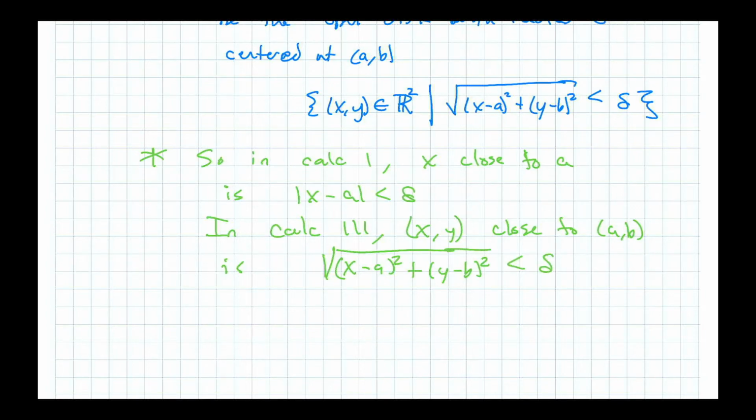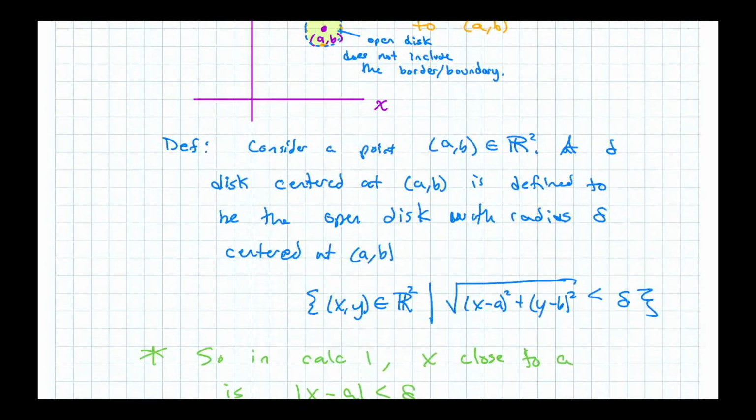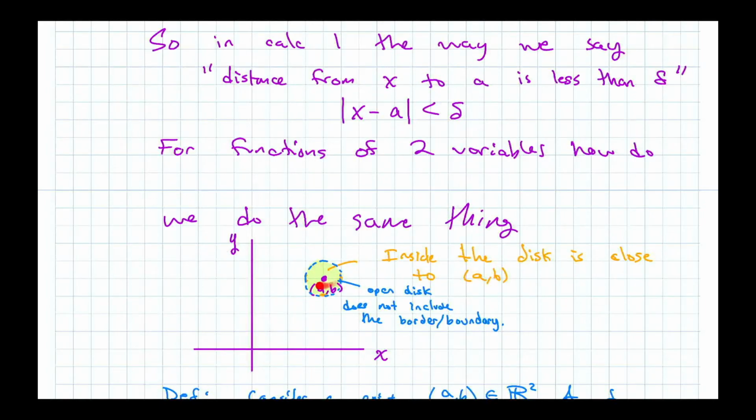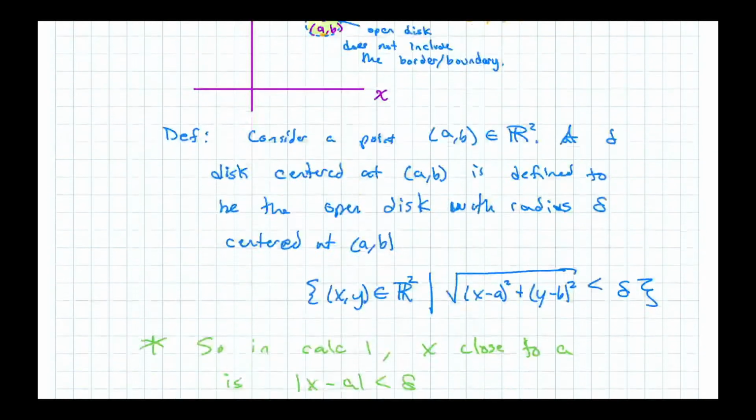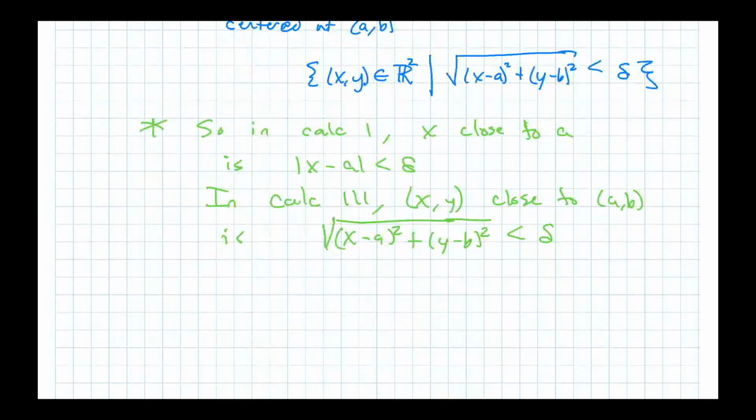So it's the exact same idea here, right? In fact, if you just cross this off, then this would just be square root x minus a squared, which is the absolute value of x minus a. So actually this one is this one if you just remove this term. Okay, and that's really what we were trying to do here. And when you see this, what you're saying is that x comma y is inside this little circle around AB. The radius of the circle is the delta.